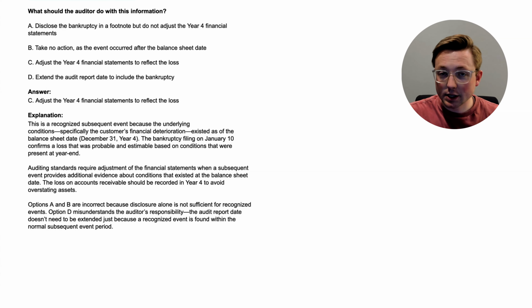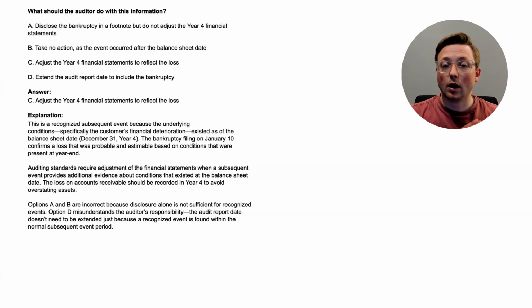Options A and B are incorrect because disclosure alone is not sufficient for recognized events. Option D misunderstands the auditor's responsibility. The audit report date doesn't need to be extended just because a recognized event is found within the normal subsequent event period. And we talked a little bit about auditors extending their dates in the previous video, but in this video, we're mainly focusing on subsequent events and deciding if it is a disclosed subsequent event or if it's a recognized subsequent event. And we just barely learned about a subsequent event that is recognized.